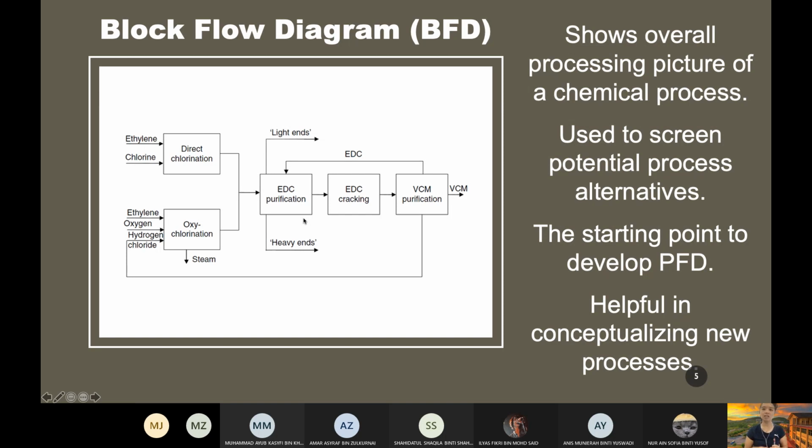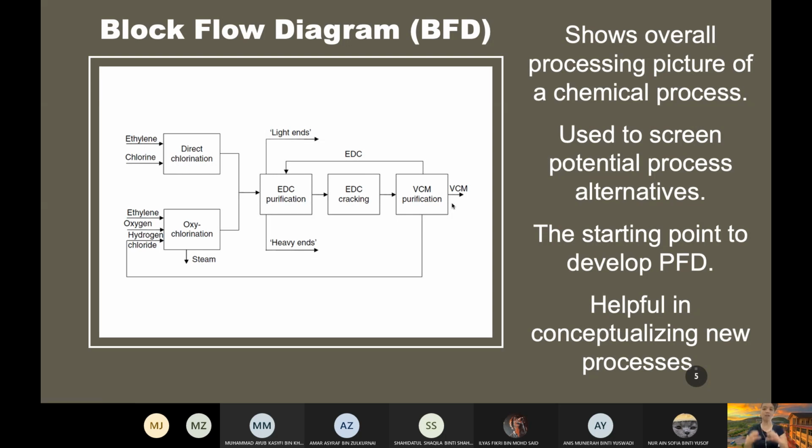Because at this stage, we haven't decided what type of equipment you want to use. Purification has many types. You can use a lot of different types of separation equipment. So at block diagram, we don't state the equipment, we state the process. So purification. Next, cracking. Cracking is also a process, but the equipment for cracking can be different types which we haven't decided yet. Next, another purification. So for your case later, you have to do this.